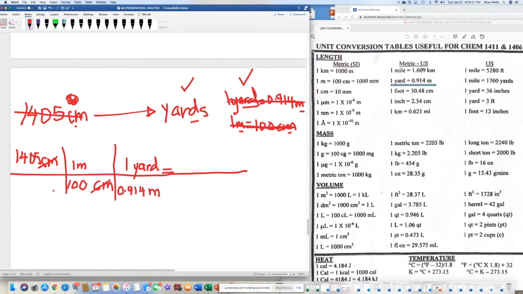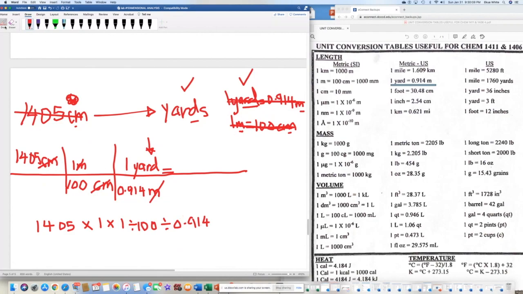So the question is, am I at yard? Let me cancel the units out. Yep. You want your wanted unit to be on the top right part. So since yards, what I'm solving for, is in the top right position, I'm done. Now, how do I work the math out? Multiply all the numerator numbers, 1405 times 1, because it's 1 here, times 1. Divide all the denominator numbers. Divide by 100. Divide by 0.914.